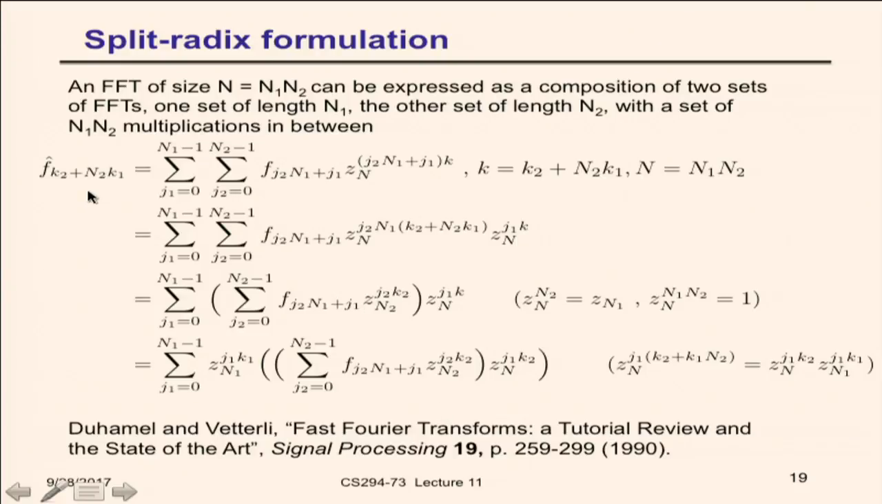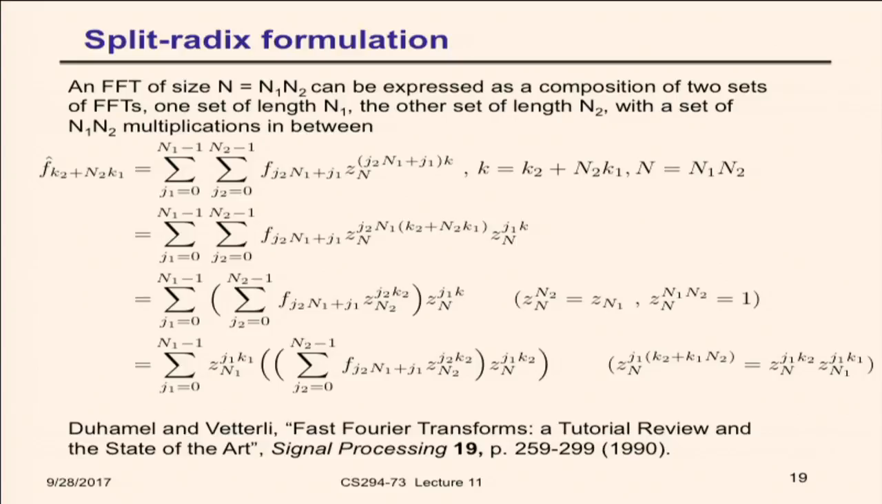So let's say you want to compute an FFT of size n, where n is just a product of two integers, n1 times n2. Here's a fact, and it's not hard to guess, given what we've seen: you can express the FFT as a composition of two sets of FFTs, one set of length n1, the other set of length n2, and then you have to put some multiplications in between them.